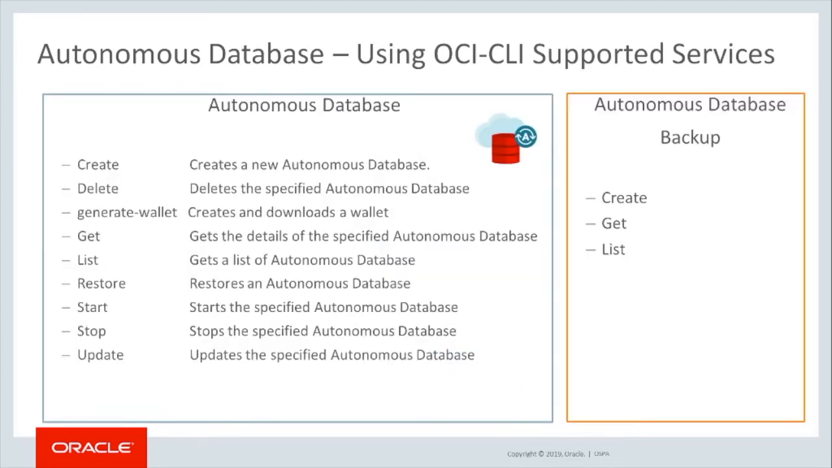The supported Autonomous Database commands using OCI CLI are: create, to create a new Autonomous database; delete, to delete an Autonomous database; generate wallet, which creates and downloads a wallet; get, which gets the details of the specified Autonomous database; list, which gets a list of Autonomous databases; restore, which restores an Autonomous database; start, which starts an Autonomous database; stop, which stops an Autonomous database; update, which updates the specified Autonomous database; and backup, which creates, gets, or lists backups.